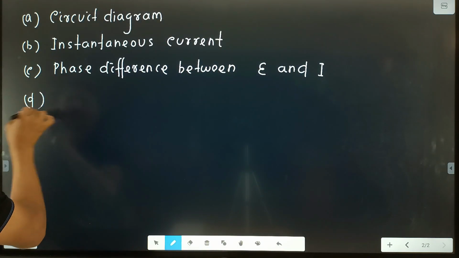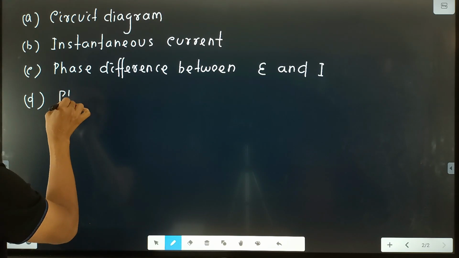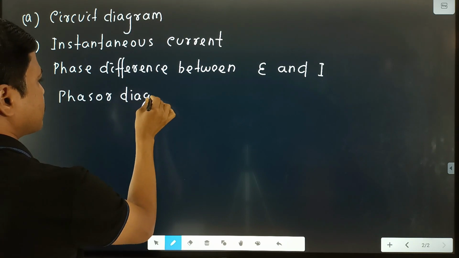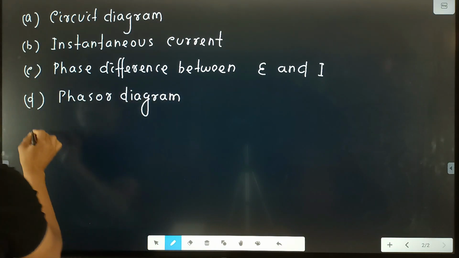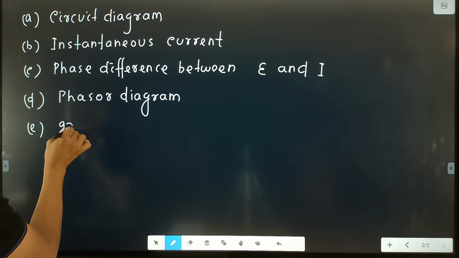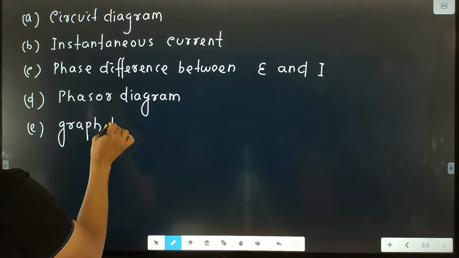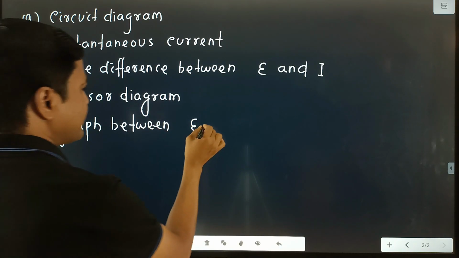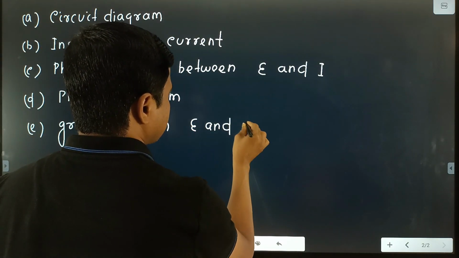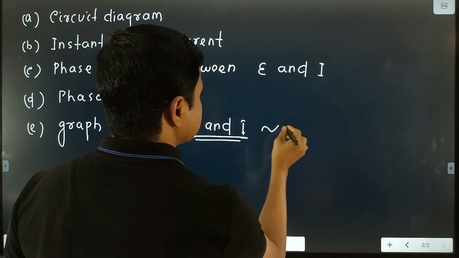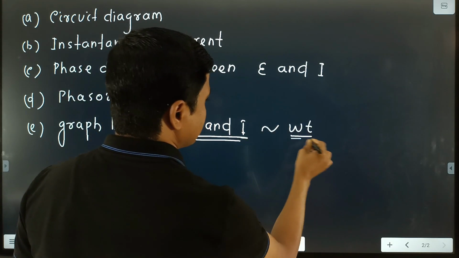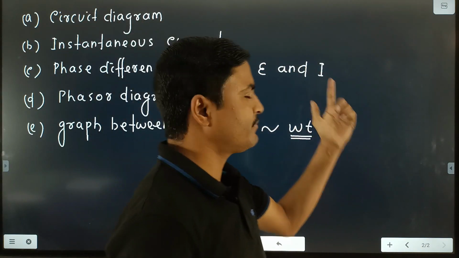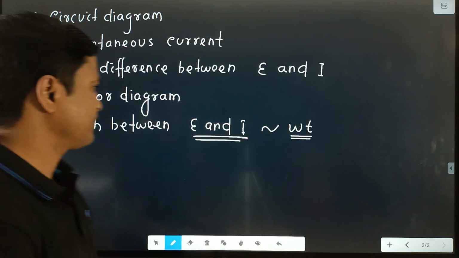Next, we will draw the phasor diagram. Next we draw the graph between E and I versus omega t. Omega t is the phase. Omega t is the phase of the alternating EMF or phase of the current.